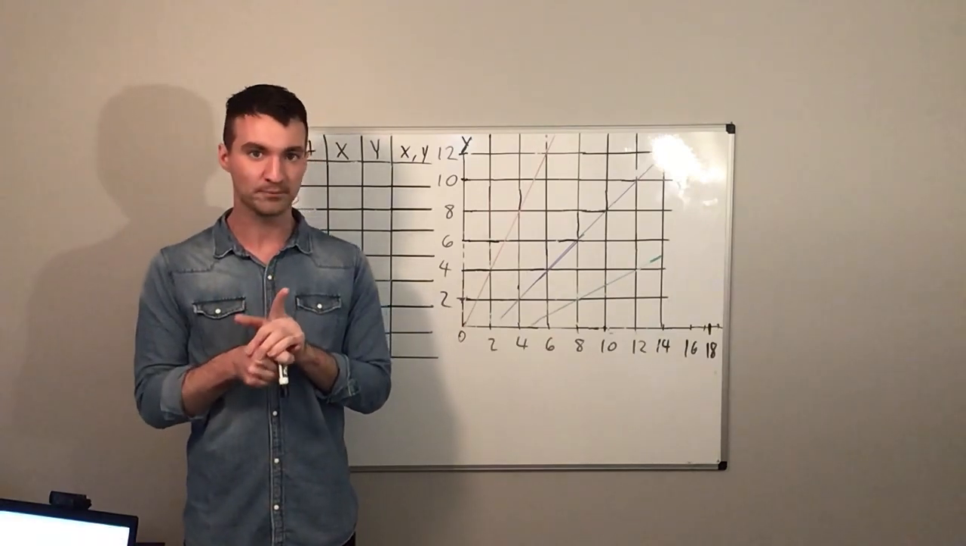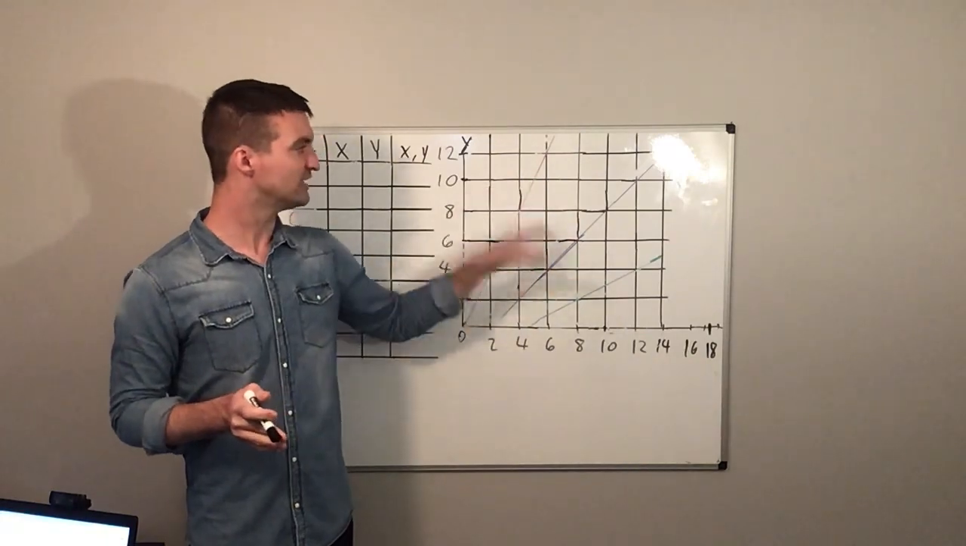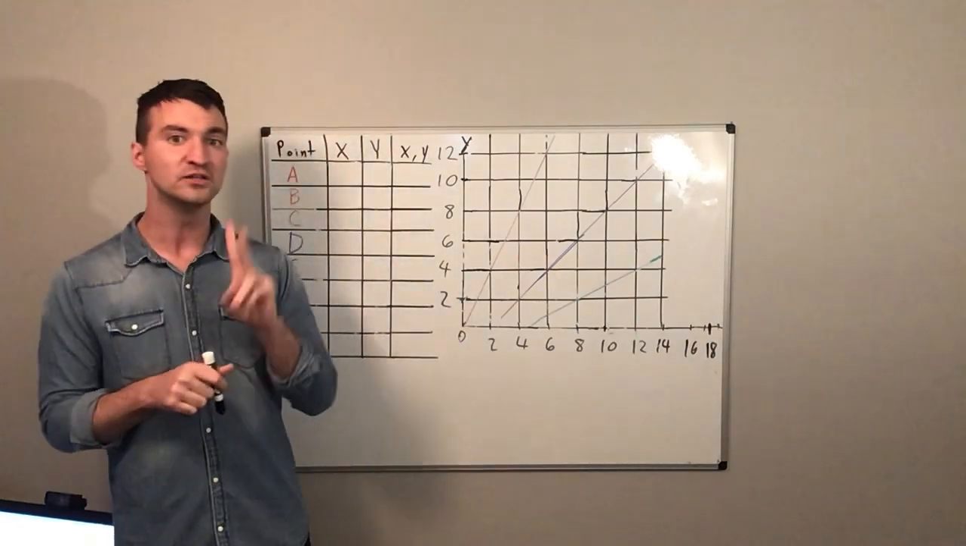Today we're going to talk about coordinate plane once again, and this time we're going to find individual coordinates on each one and where these lines pass through. Before we do that, I do want to talk about two things.